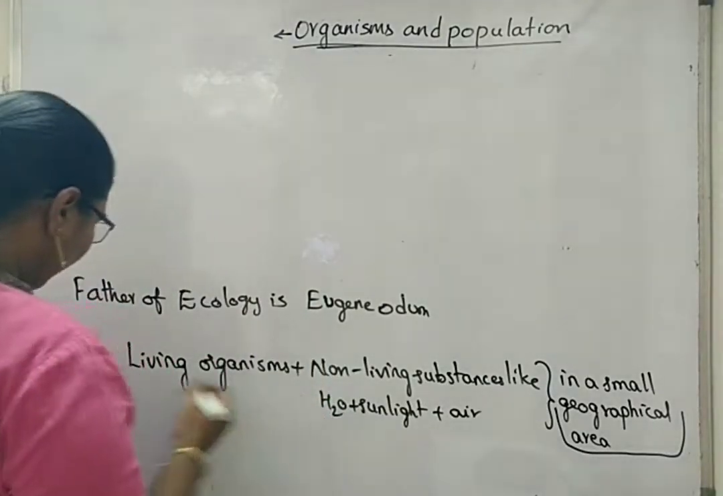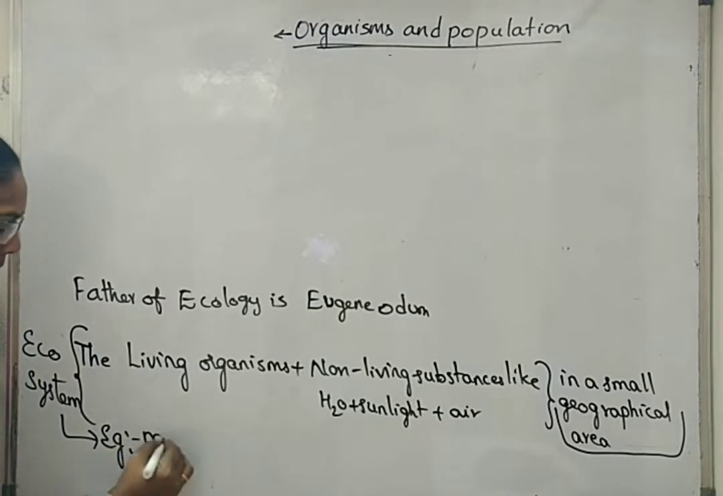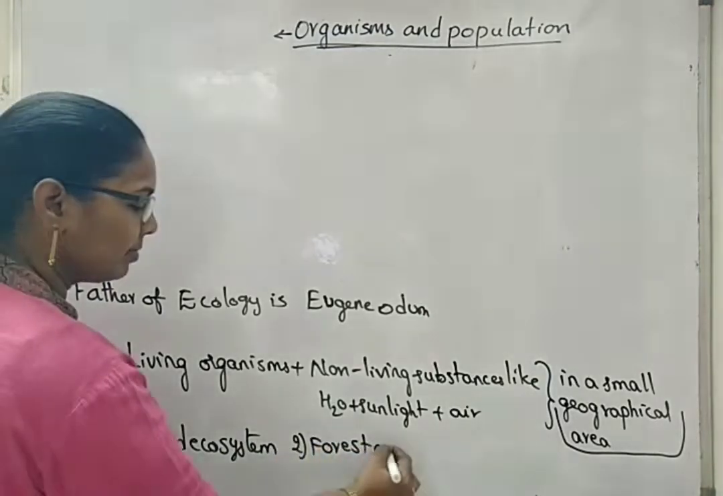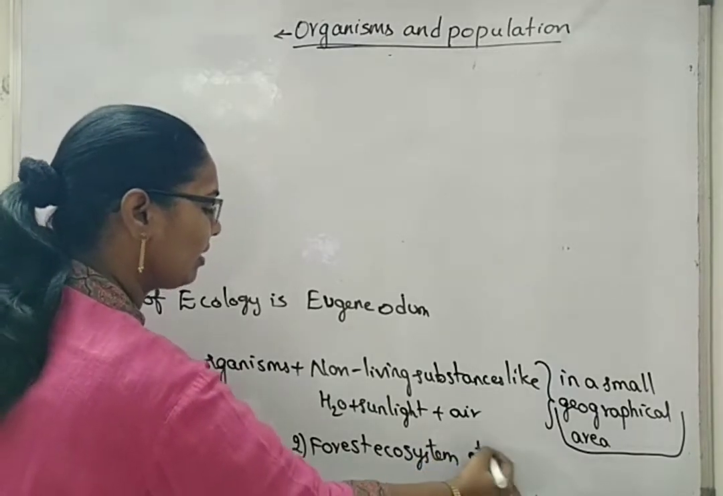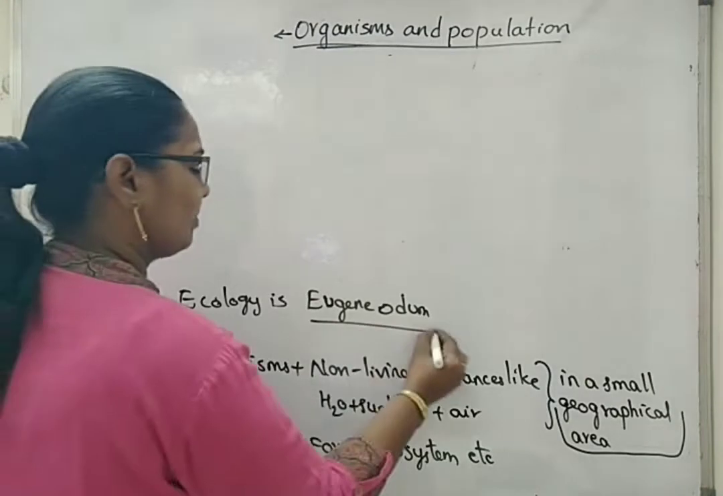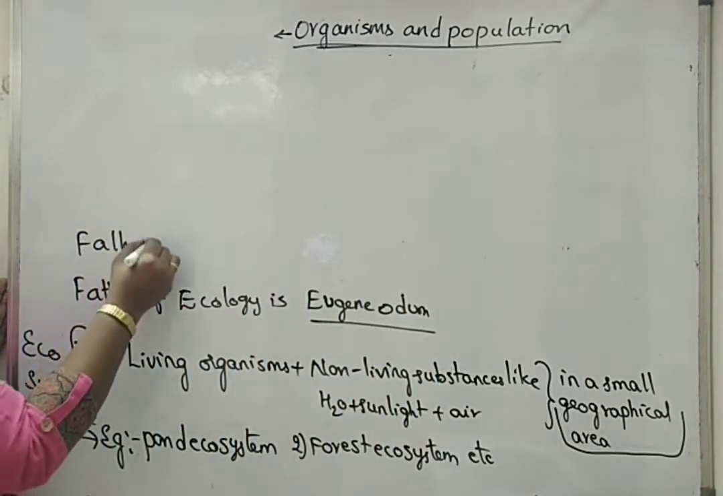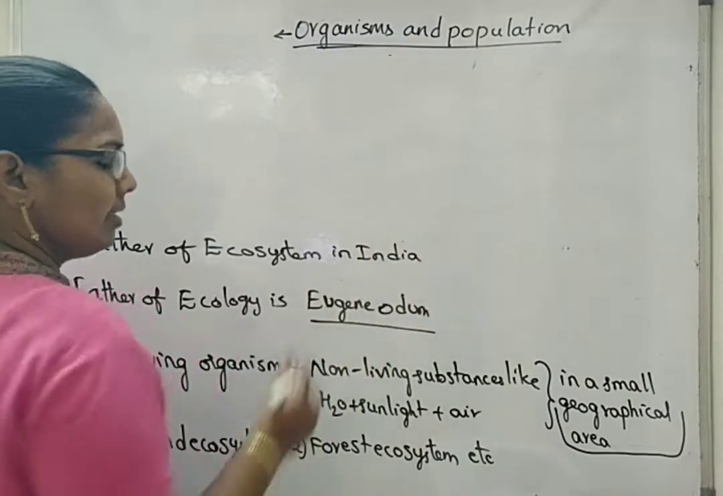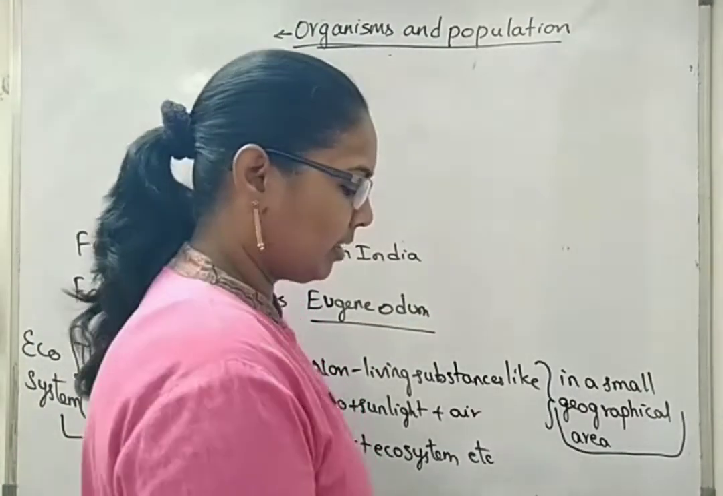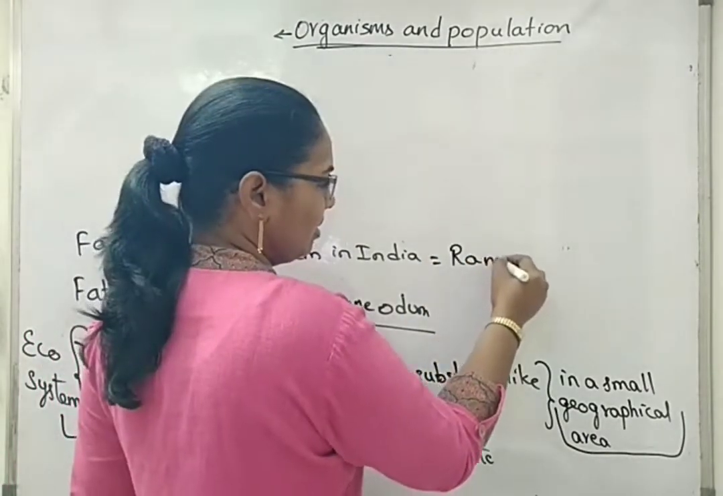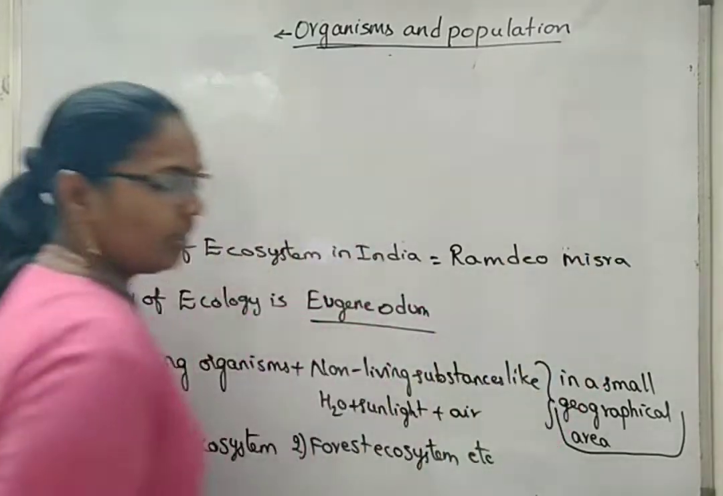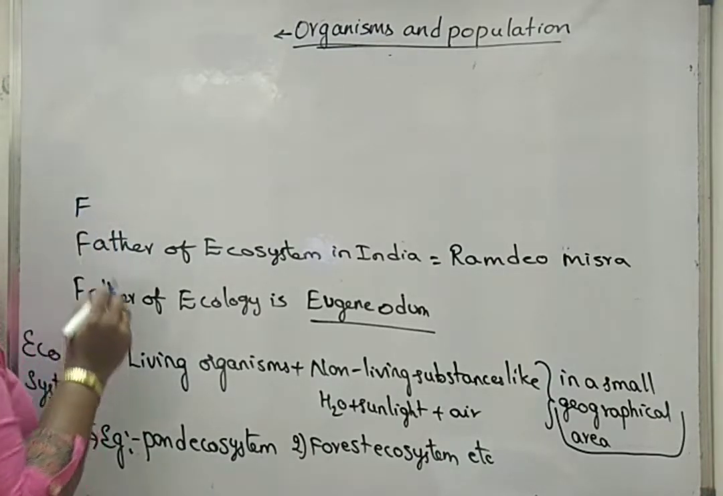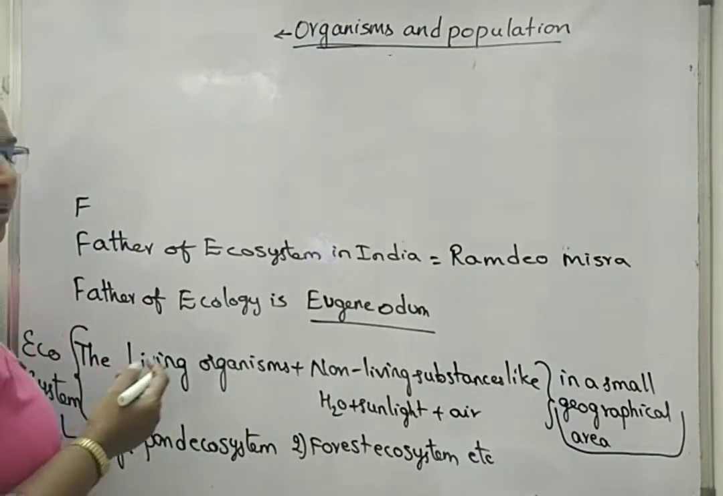Under ecosystem, we can take examples like pond ecosystem, forest ecosystem, terrestrial ecosystem, etc. Now, who is the father of the ecosystem in India? The one who gave that term is Ramdeo Misra. He is considered the father of ecosystem in India. Next, who is generally considered the father of ecosystem all over the world? The answer is again Eugene Odum.